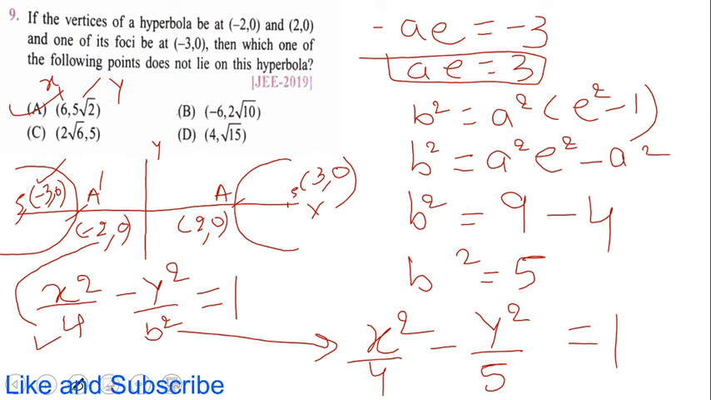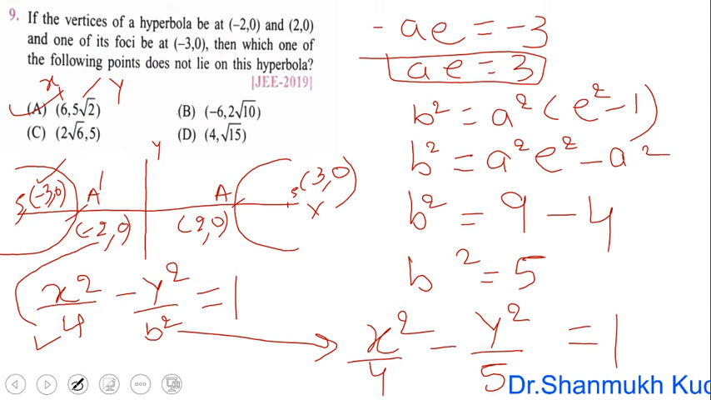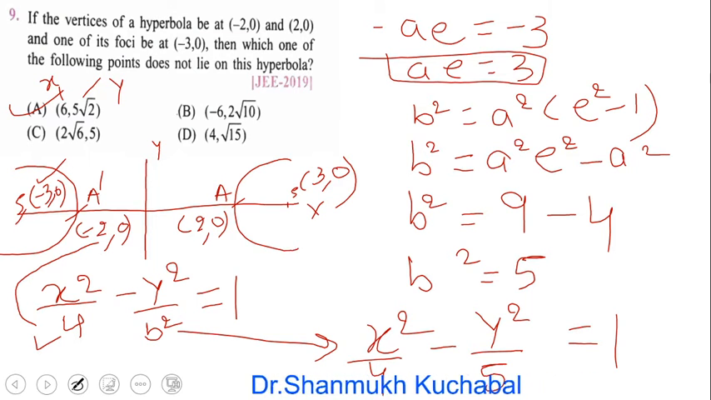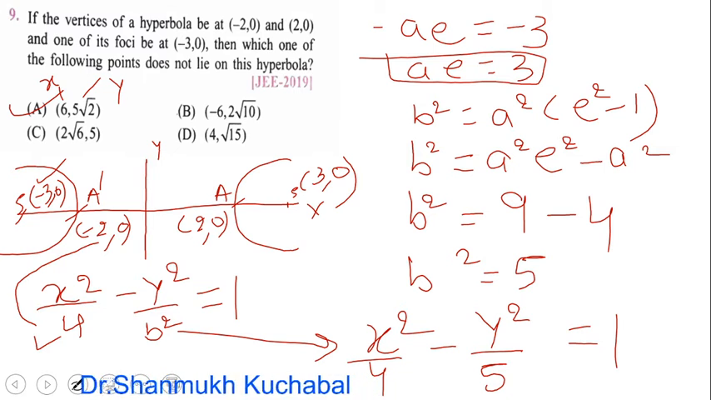Whereas for options B, C, D, we are going to get LHS equal to RHS. Therefore they will lie. Therefore option A does not lie here. We have to find out which point does not lie. Taking x equal to 6, y equal to 5 root 2, LHS equal to RHS does not hold. Therefore it won't lie here.